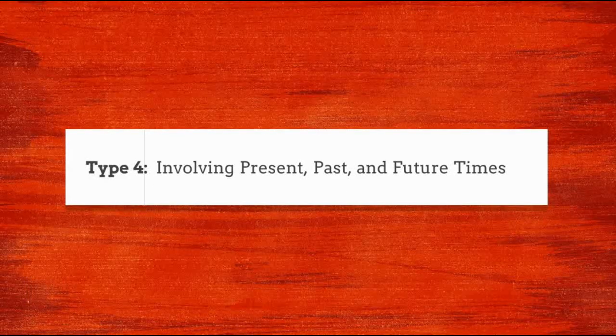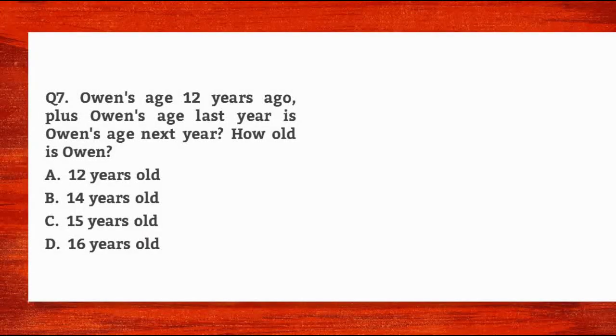Now we look at age problems that involve the present, the past, and the future times. So let's take a look at question number 7. Owen's age 12 years ago plus Owen's age last year is Owen's age next year. How old is Owen? A. 12 years old, B. 14 years old, C. 15 years old, and letter D. 16 years old.